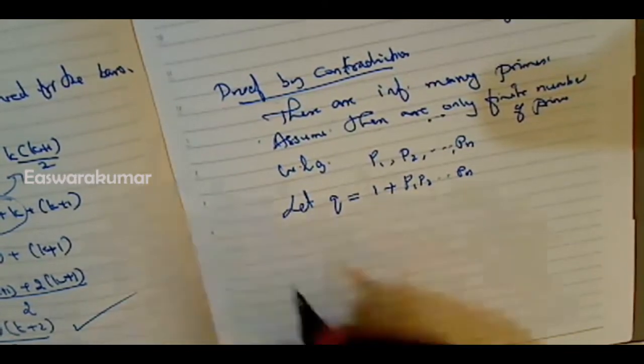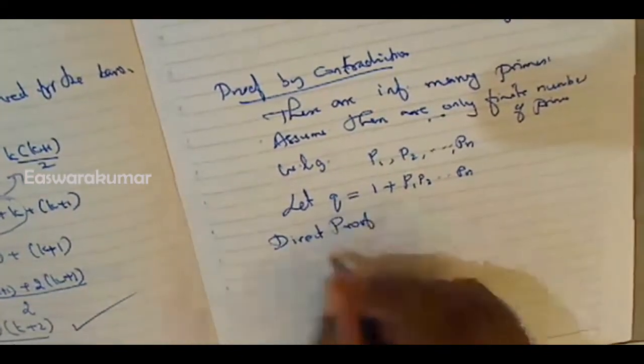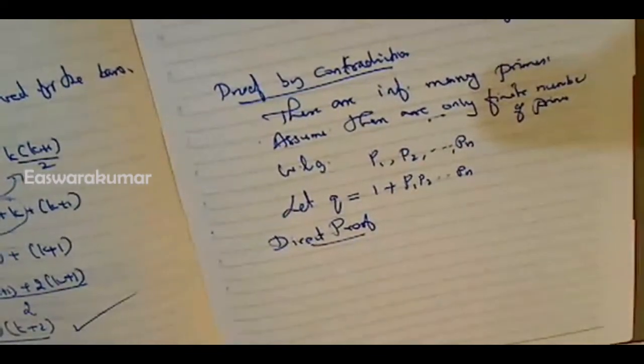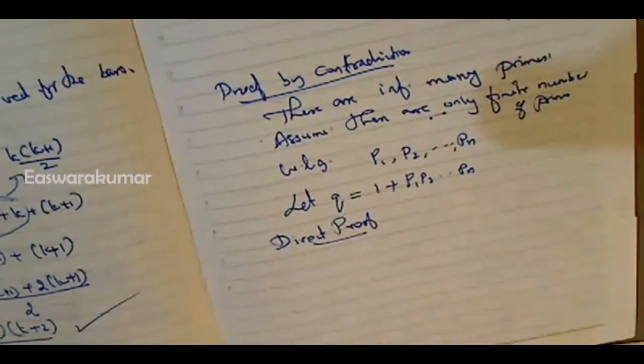The next one is called the direct proof. Based on whatever axioms are given, or whatever properties are given, we straight away prove it. I can give one example of the direct proof, how it looks like.